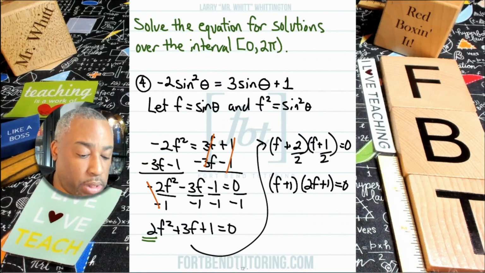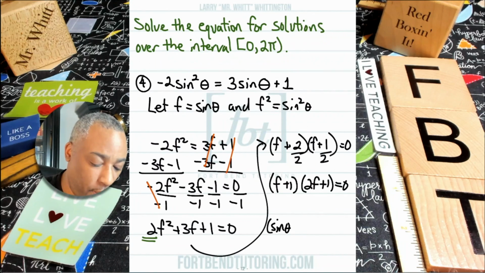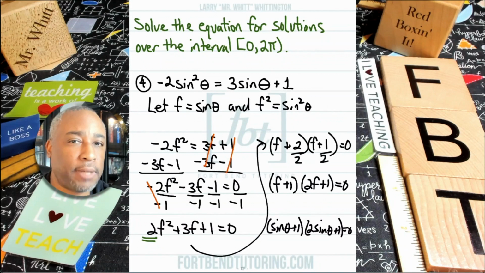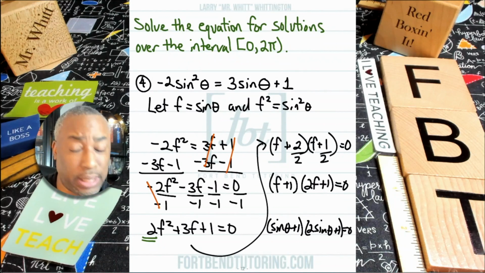And with that factorization, we can back substitute our value of f. It's sine theta, remember? So you could write this now as sine theta plus 1 times 2 sine theta plus 1 equals 0. Just like that. Okay, and now that we have it in its factored form, you can use the zero product property in order to solve this. All right, so let's do that next.